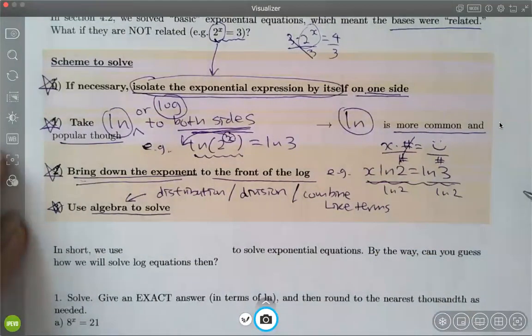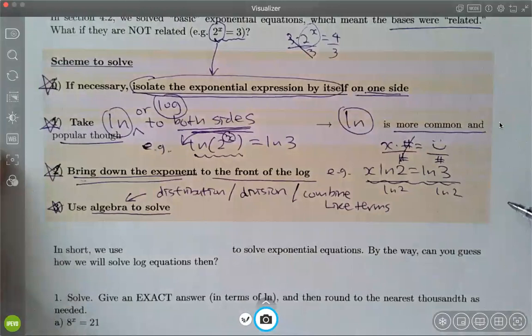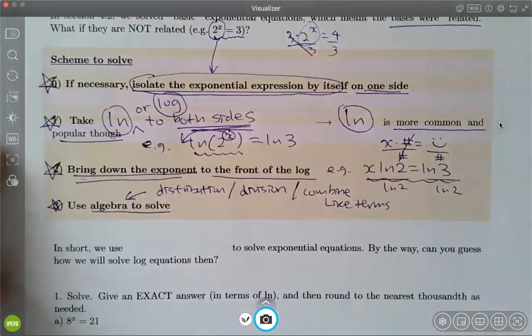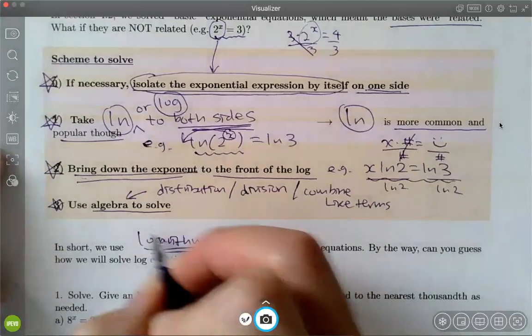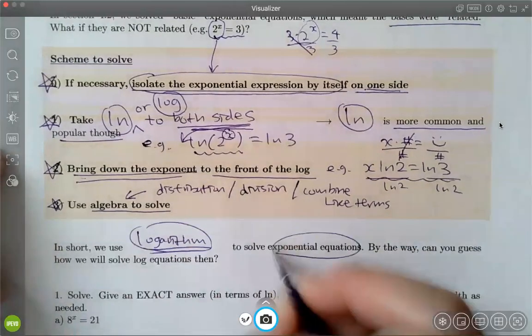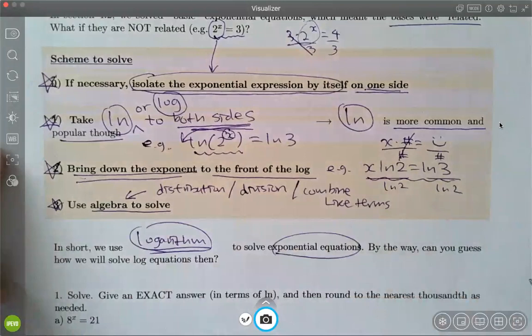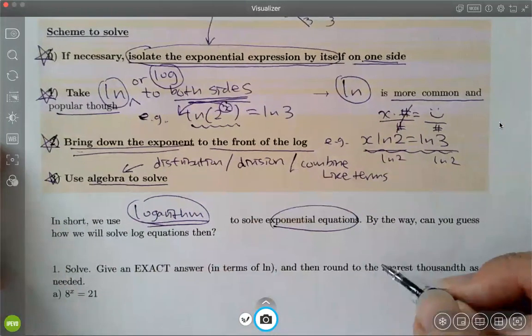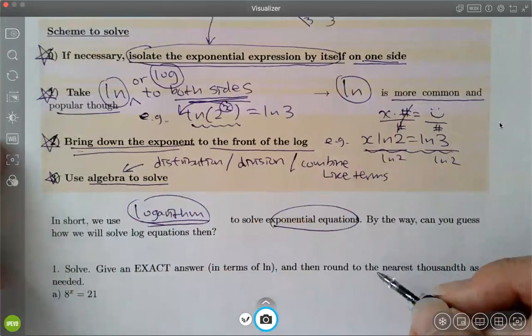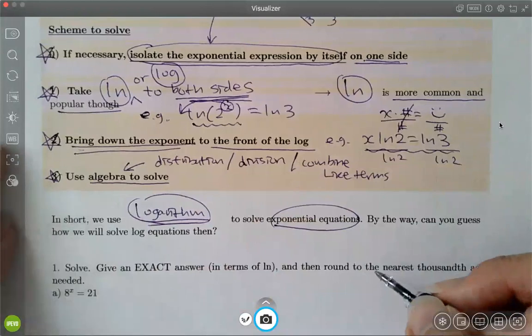So the last step can be tricky, but every other step is quite straightforward. So in short, we use what? Logarithms to solve exponential equations. So what does that mean? Can you guess how we will solve log equations then? We will use exponential form.